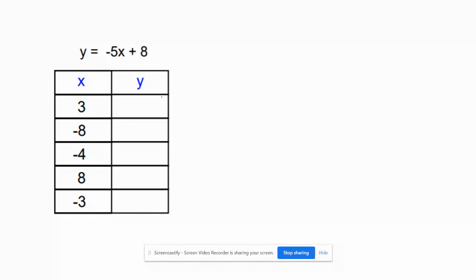Let's say this is my function. I have to put in 3 for the first one, -5. That's my input, I should say. Input is 3. Therefore, it should be -15 plus 8, -7. Let's try this one. -5 times -8 plus 8 equals, this is what, 40, right? Plus 8 is 48.